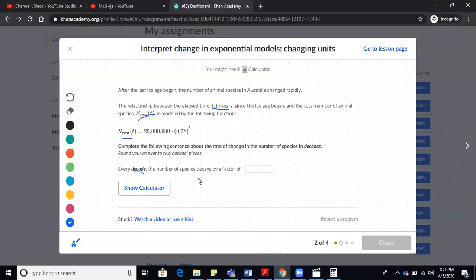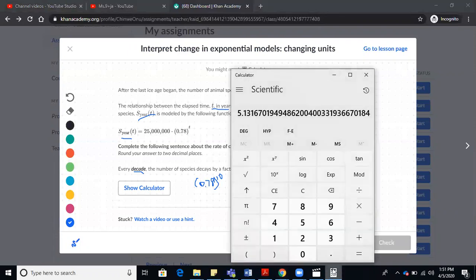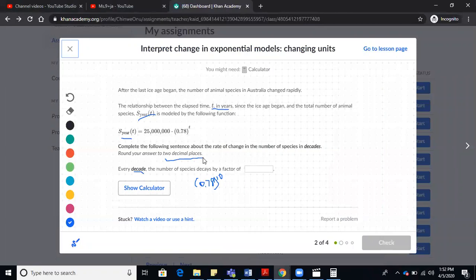So for decade, what I have to do is raise that factor of 0.78 to the 10, because I'm trying to do that 10 times. If it's 0.78 every 1 year, so I have to raise it by 0.78 to the 10 to find out how much that would be for a decade. And it wants my answer for 2 decimal places.